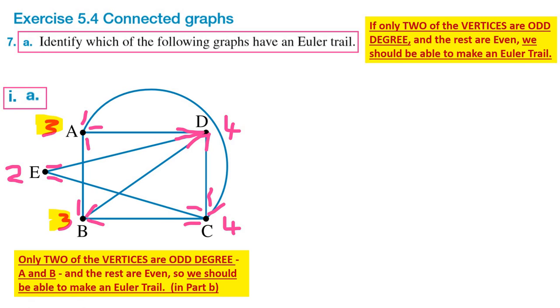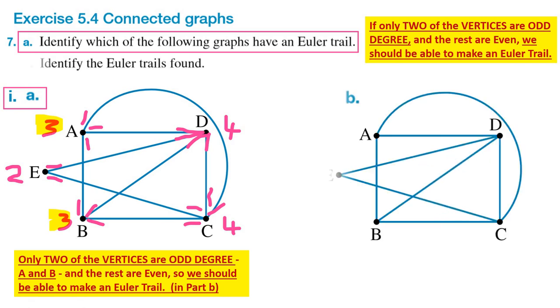And in part B of this question, they ask you to actually make the Euler trail. Let's have a look at number B now in question 7. So here we've got the exact same network there. We're doing part B, we're actually going to do the Euler trail. So an Euler trail should be possible.